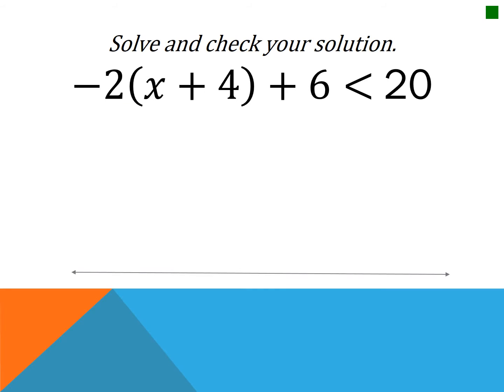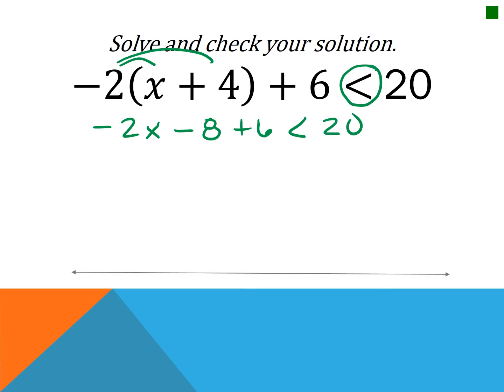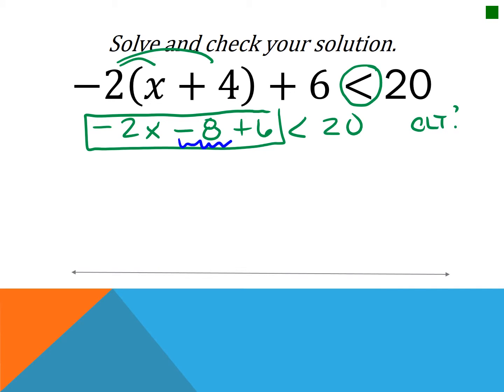Okay, look at this one. Now, here's what we're going to notice right here. There is an inequality sign. Doesn't matter. We're still going to distribute. So that's -2x. -2 times 4 is -8. Plus 6 is less than 20. Over here on the left-hand side, can I combine like terms? I sure can. I've got -8 plus 6. So I have -2x, -8 plus 6 is -2, and that is less than 20.